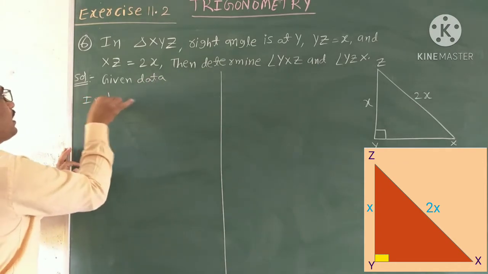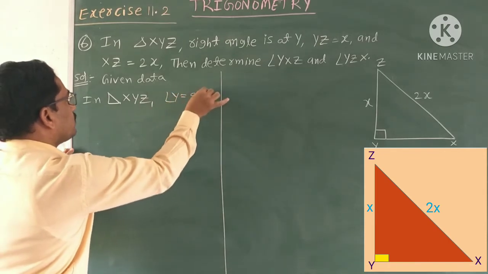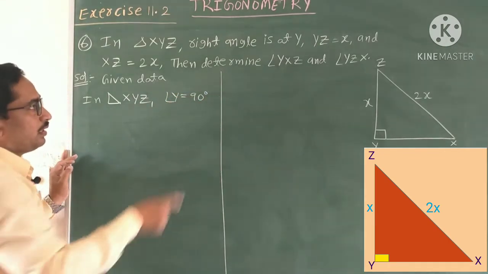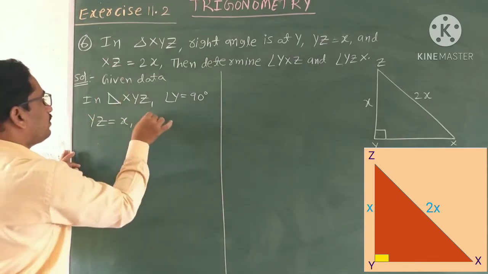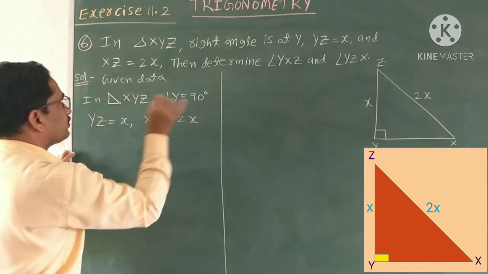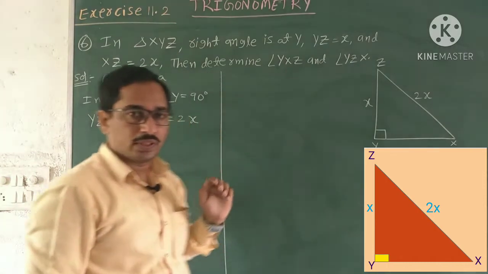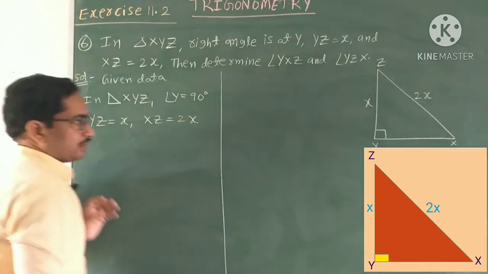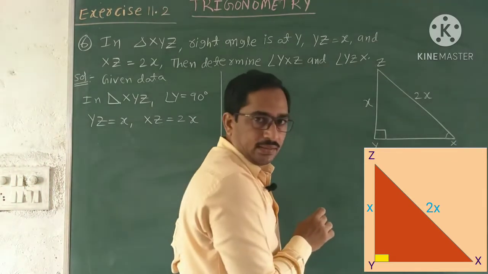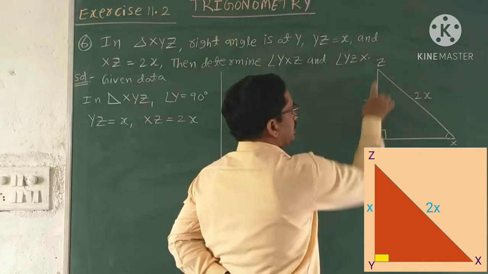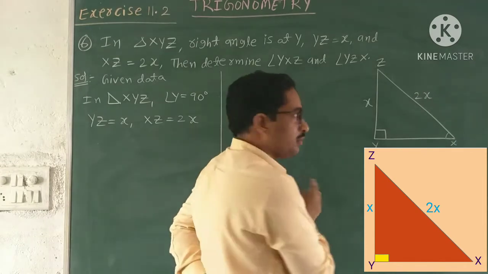In right angle triangle XYZ, right angle at Y, angle Y equal to 90 degrees and the length is given. The length of side YZ is X and length of XZ is given 2X. Then determine the angle at X and angle at Z. See here angle at X, here the angle at X means with reference of angle X, the opposite side is YZ and adjacent side is XY. Hypotenuse is common.